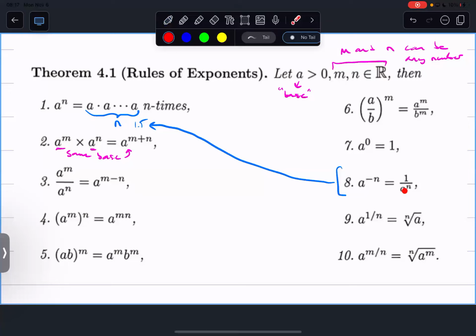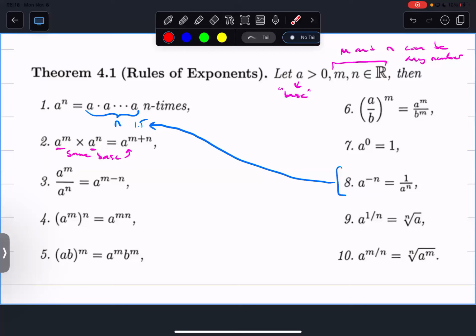Okay? And if you want to move it upstairs, right? If you have an exponent in the downstairs, let's call it, downstairs is the denominator, and you want to move it upstairs, how do you do that? By negating the exponent, right? So you can move between the two and it'll help you simplify things, right?